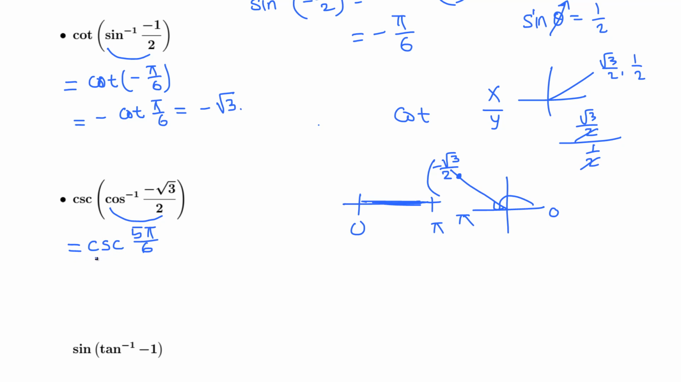Now we need to determine the value of cosecant pi over 6. So we got these two, negative √3 over 2 comma 1/2. Cosecant is the reciprocal of sine. Sine pi over 6 is 1/2 from the same place. But cosecant is the reciprocal, meaning 2 over 1, just 2.